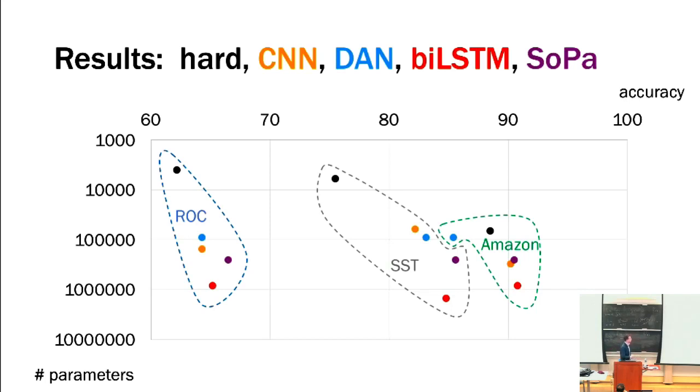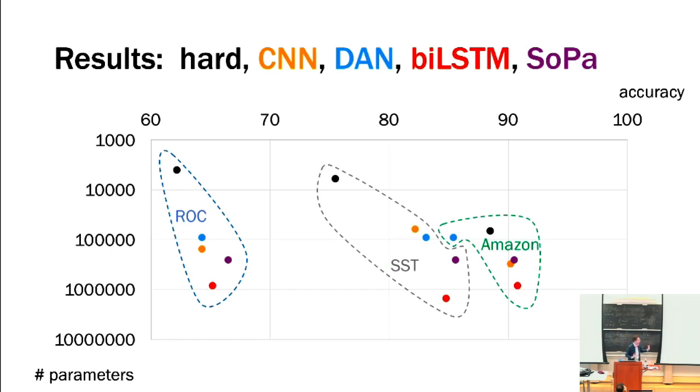So the LSTMs are the red dots, and what you see is that they tend to perform really well relative to most of the competition, but they use a lot of parameters. They're lower down in the plot. SoPa, in two out of three cases, is actually doing better than the LSTM with roughly an order of magnitude fewer parameters. In the Amazon case, which is the biggest data case, it's a little bit behind, but not much. And this is using all the data.